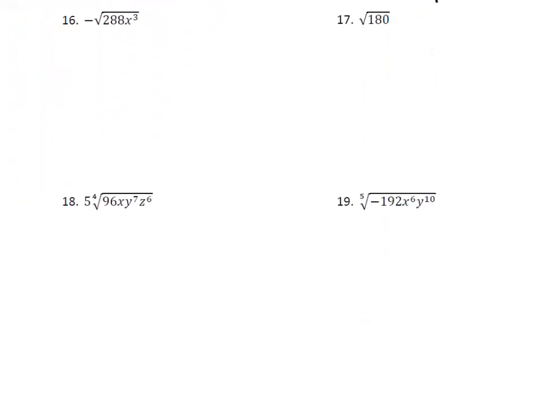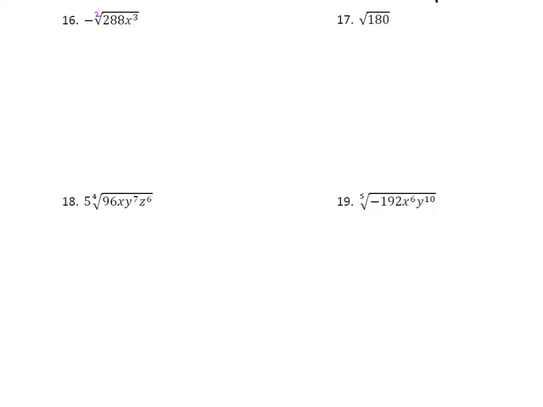Once again, we are dealing with a square root, so technically there's a little 2 right here. This time the negative is out in front, which means that anything we pull out is going to get multiplied by that negative. So let's try it. We're going to break down the 288.